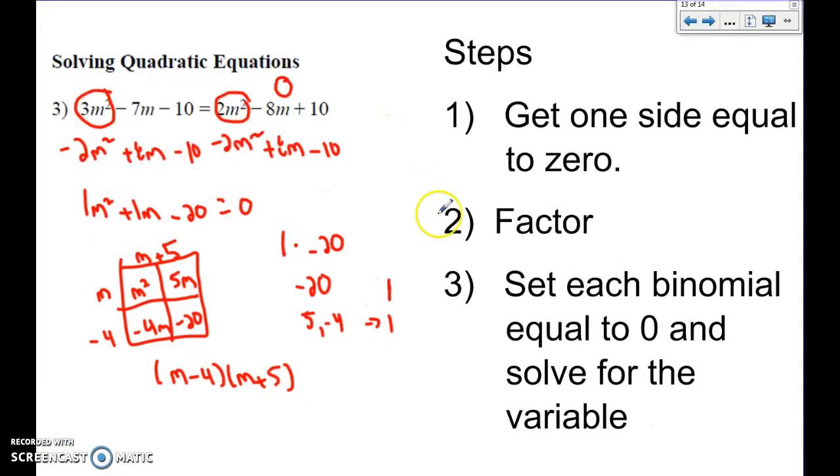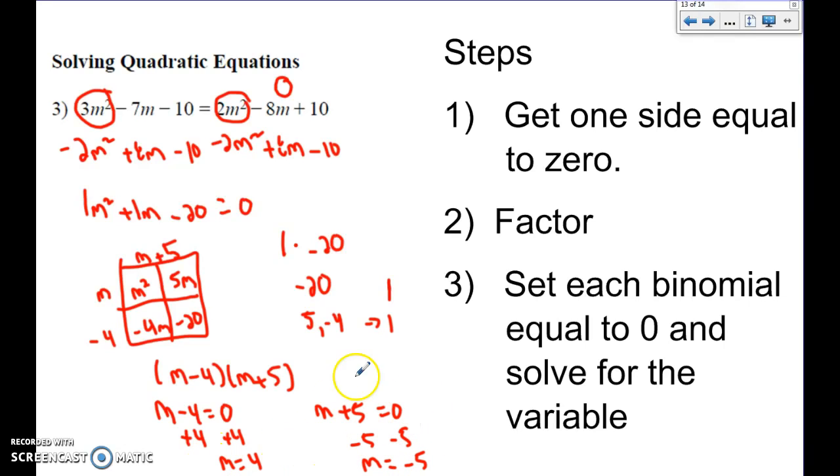So what do we do next? Well, we got one side to be 0, we factored, and then we want to set each binomial equal to 0. So I'm going to set m minus 4 equal to 0 and m plus 5 equal to 0 and solve it. So I'm going to add 4 to both sides, so I get m to be positive 4. I'm going to subtract 5 from both sides, and I get m to be negative 5. So there are two solutions to this, m equals 4 and m equals negative 5.